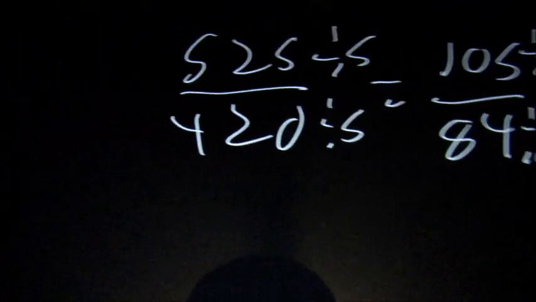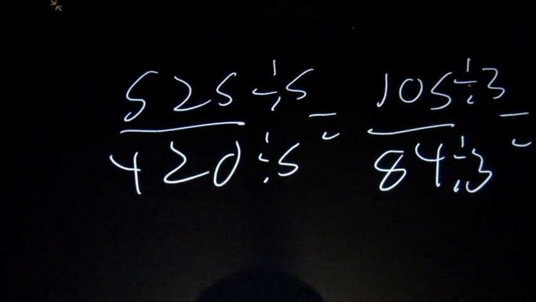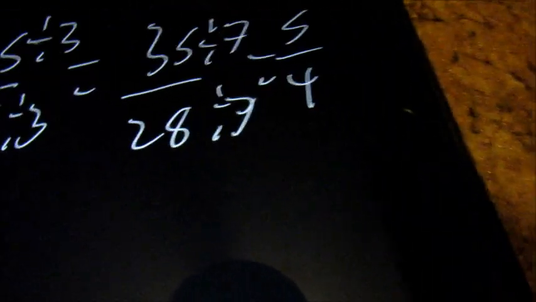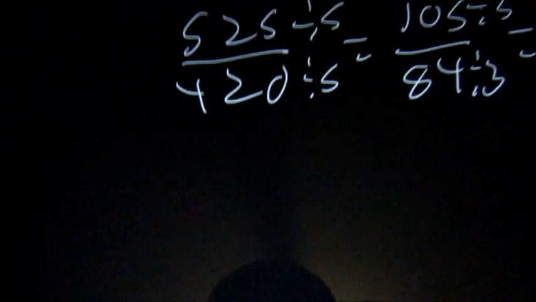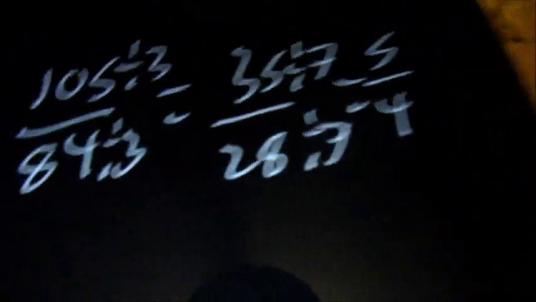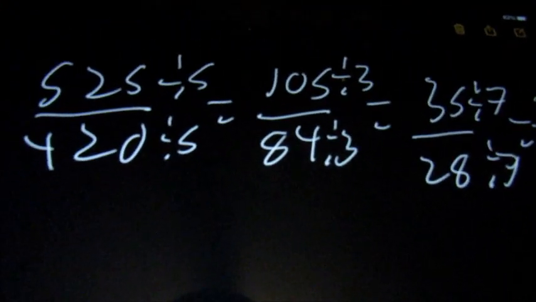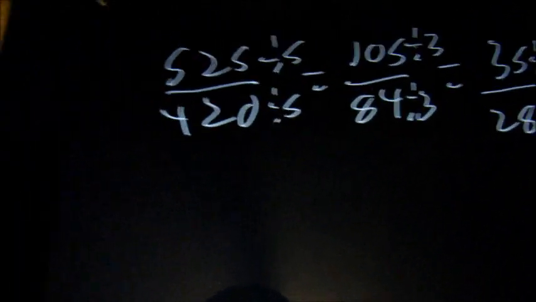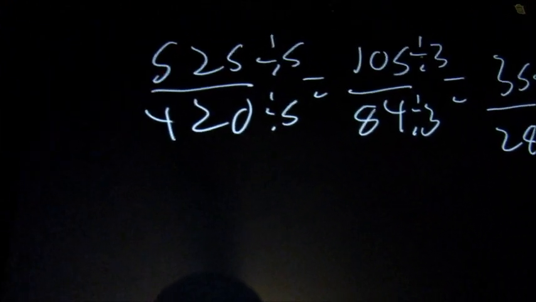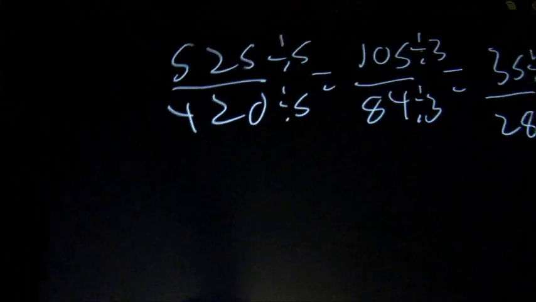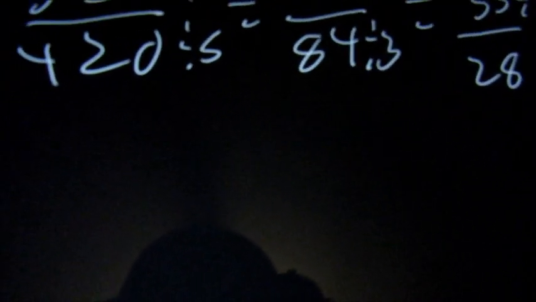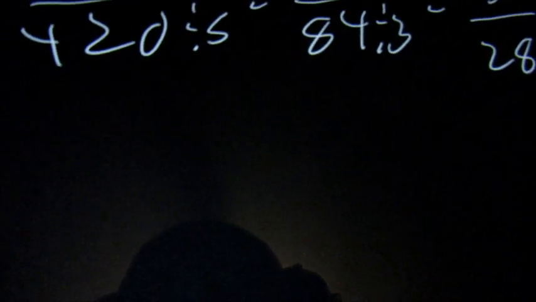Now you could have divided both of these originally by 105 and got the answer in one step, but this just shows that you don't have to find the greatest common divisor for these. Okay, so that's just simplifying.